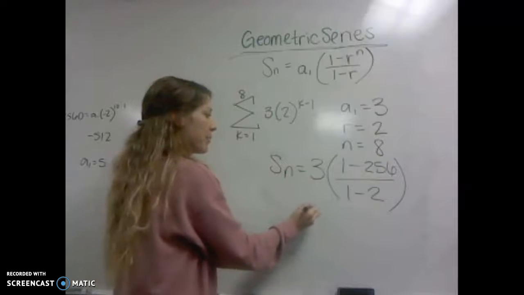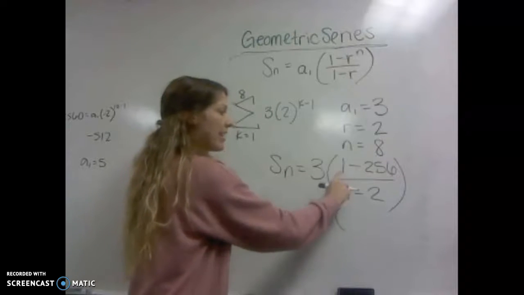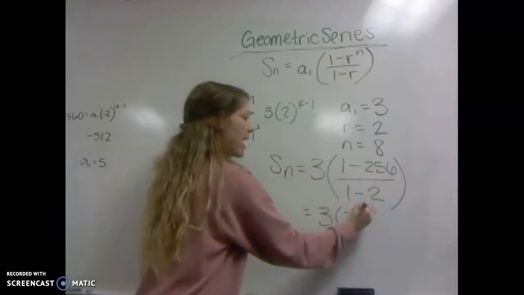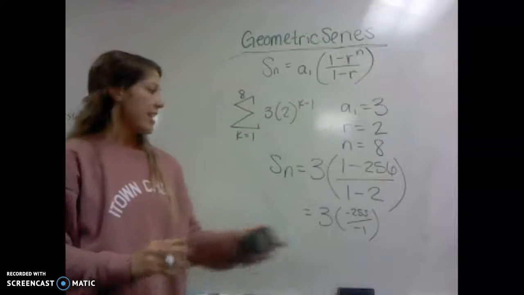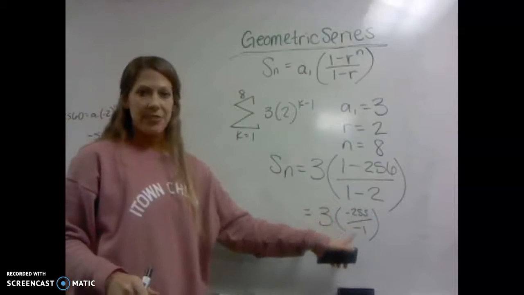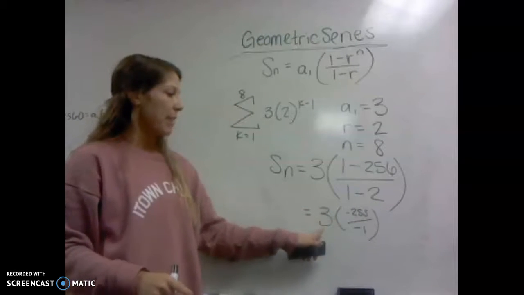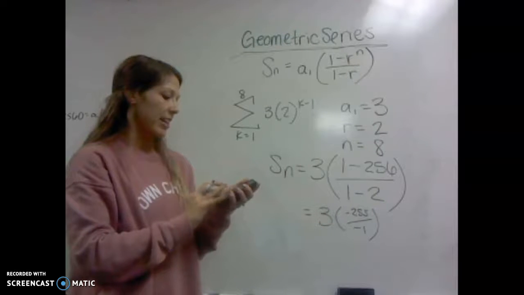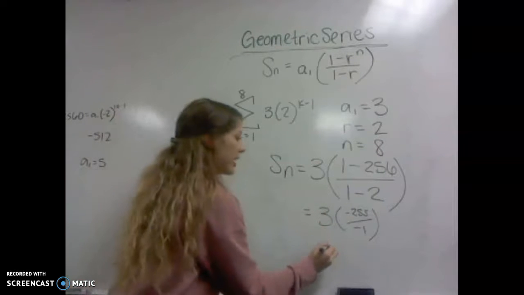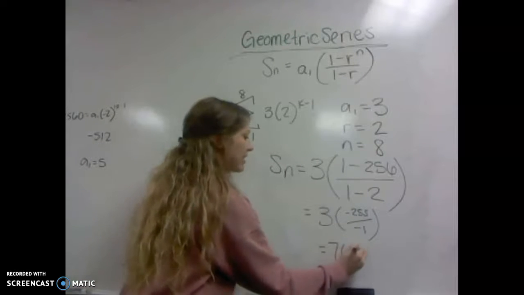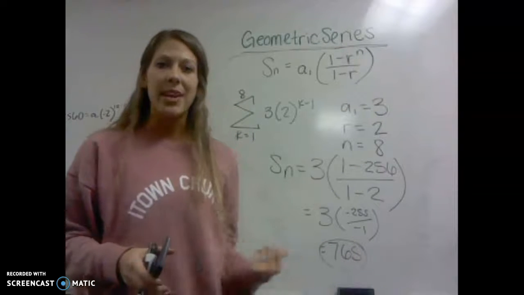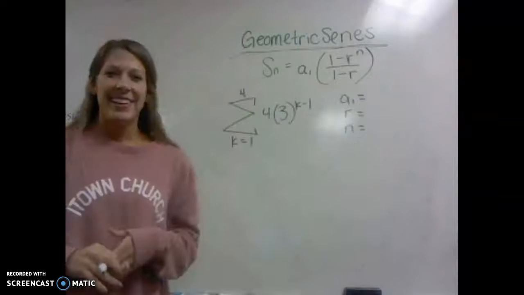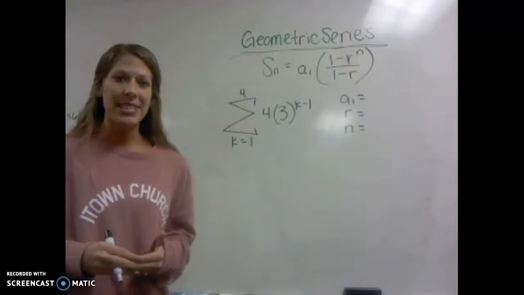So now when we simplify this even more, we have negative 255 divided by negative 1, which is obviously 255. Then we're going to multiply that by the first term, which is 3. So our answer is 765. So if we add all 8 of those terms together, we get 765. Okay, we're going to do 2 more of those examples together.